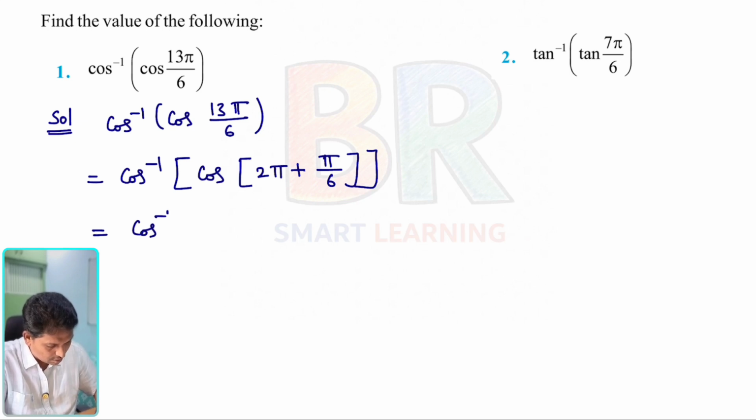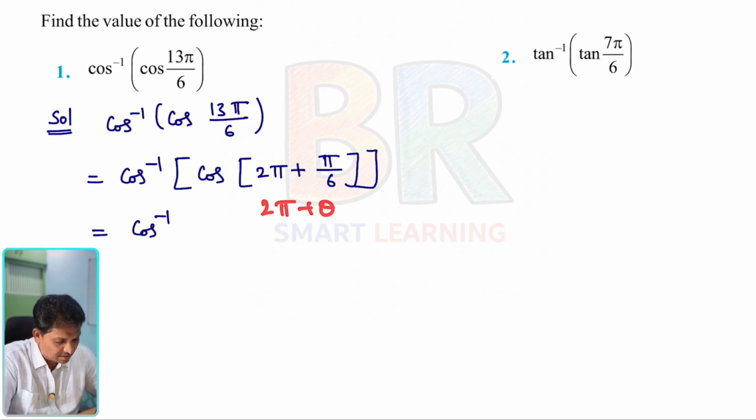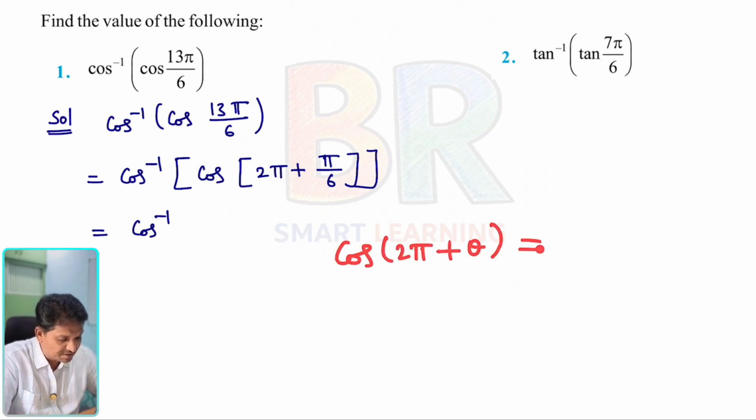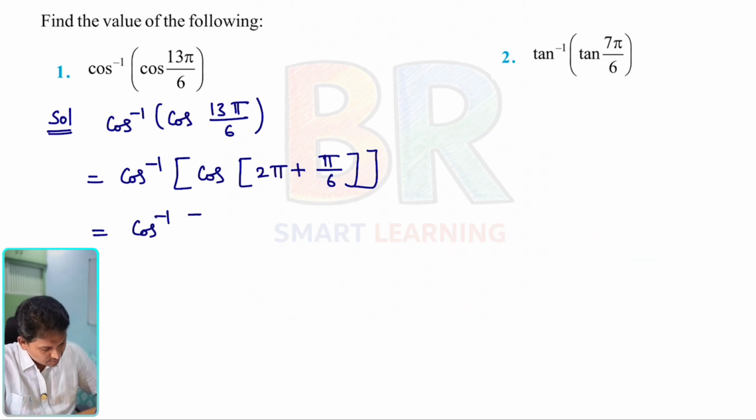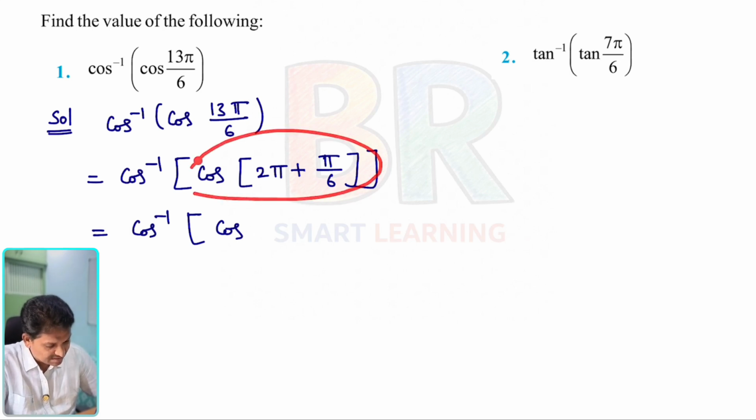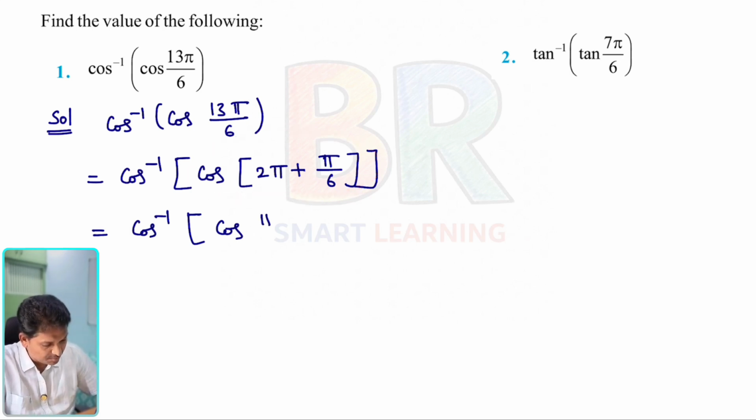That is equal to cos inverse of, you observe this, this is of which form? Cos of 2 pi plus theta. What is the formula for cos 2 pi plus theta? All these things you learn in trigonometry. I cannot go into a very detailed explanation, this takes so much time. When pi or 2 pi is there, the function remains the same. 2 pi plus theta lies in the first quadrant. In the first quadrant, all trigonometric functions are positive. So cos of 2 pi plus theta is cos theta, right? So this will become cos pi by 6.